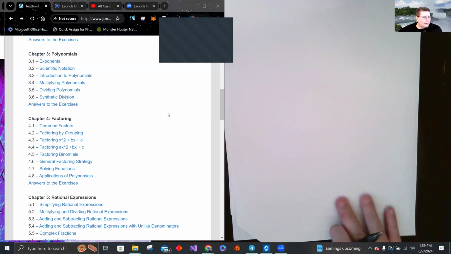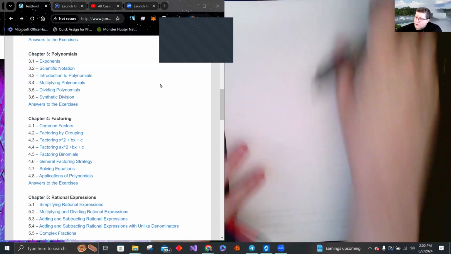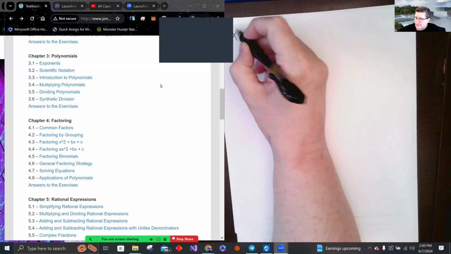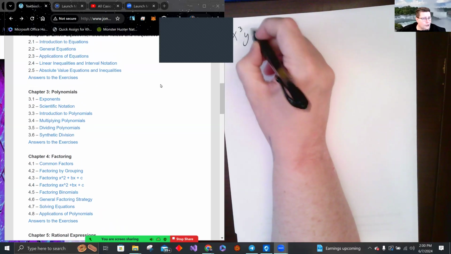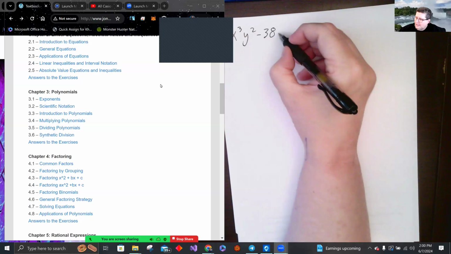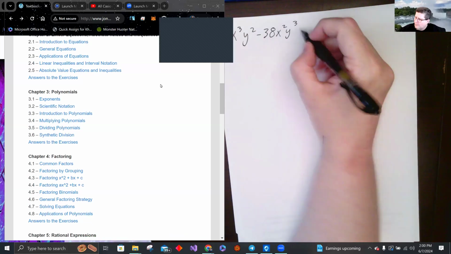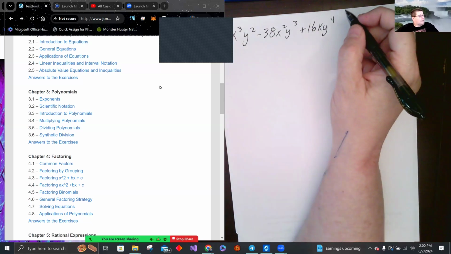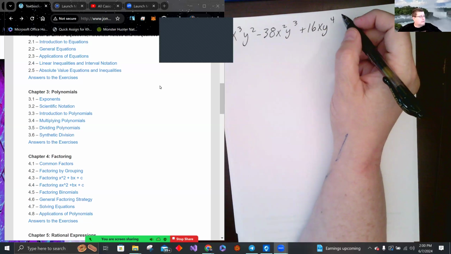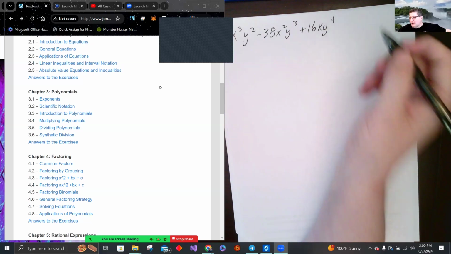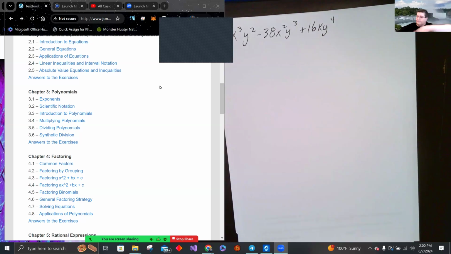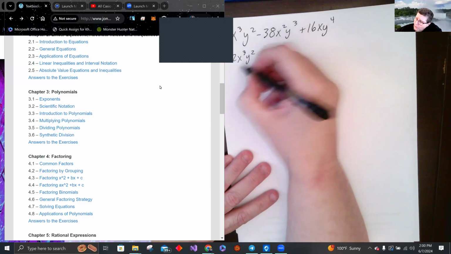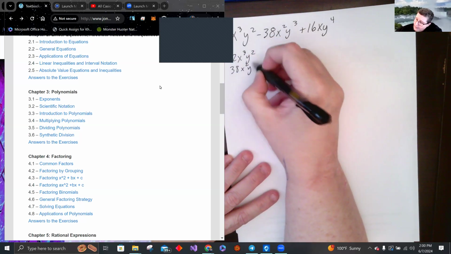So the first example I want to cover is 12x cubed y squared minus 38 x squared y cubed plus 16xy to the 4th. All right, so first things first, look for a greatest common factor. I'm going to just write them down, do the table, and see what we come up with.